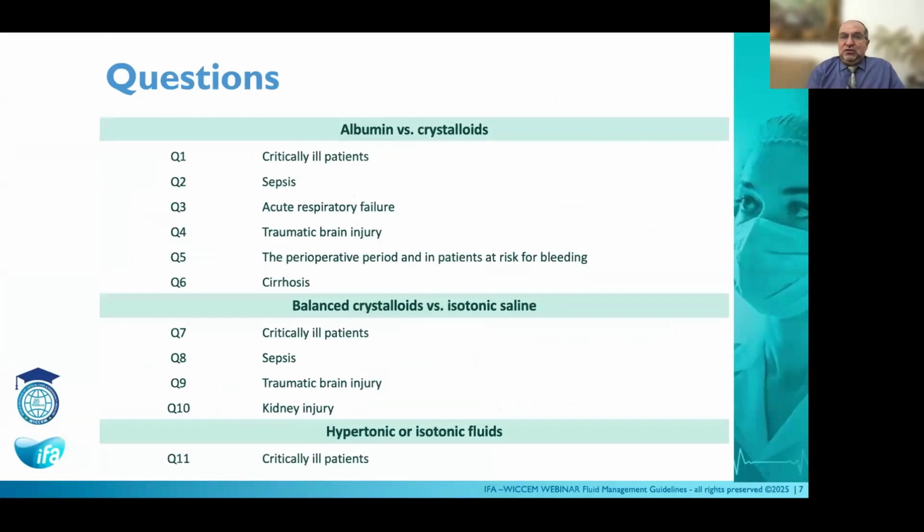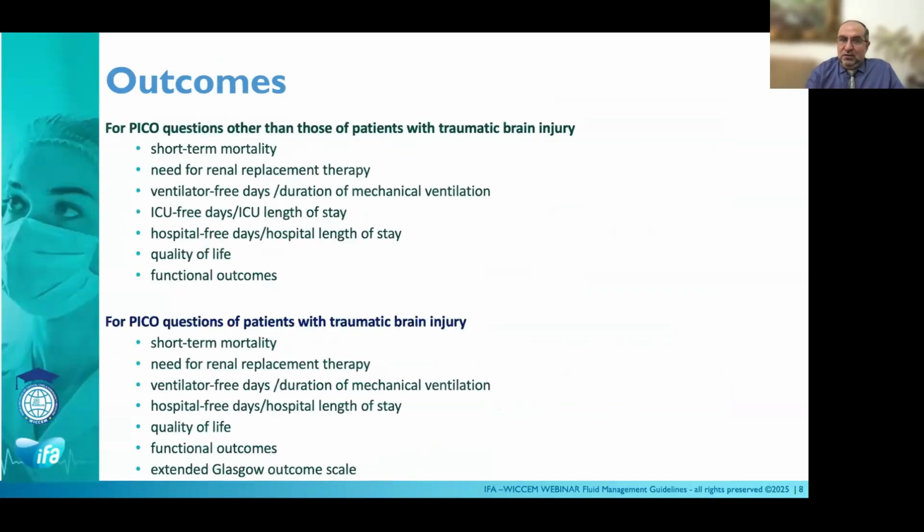These are the 11 questions that are covered in our guidelines. 6 of them are related to albumin versus crystalloid, 4 related to balanced crystalloids versus isotonic saline, and 1 covers hypertonic versus isotonic fluids. So again, for the guidelines, we defined the outcomes upfront, and these are the outcomes that we prioritized: short-term mortality, need for renal replacement therapy, and you see the rest of the list. And for traumatic brain injury, we added the extended Glasgow outcome scale.